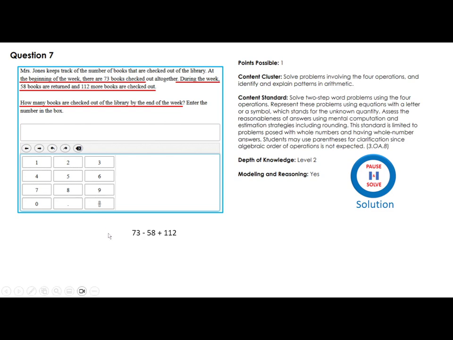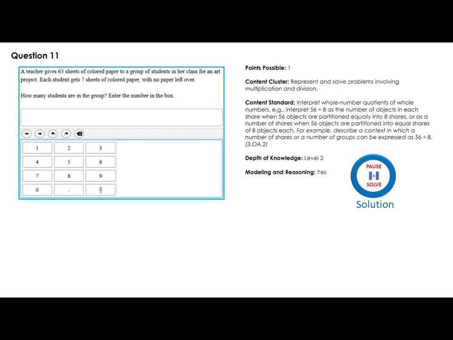Okay, so first of all, it should be 73 minus 58, because 58 were returned. We started with 73 out, returned 58, okay, and then another 112 went out. You get 15 plus 112, which is 127, okay?